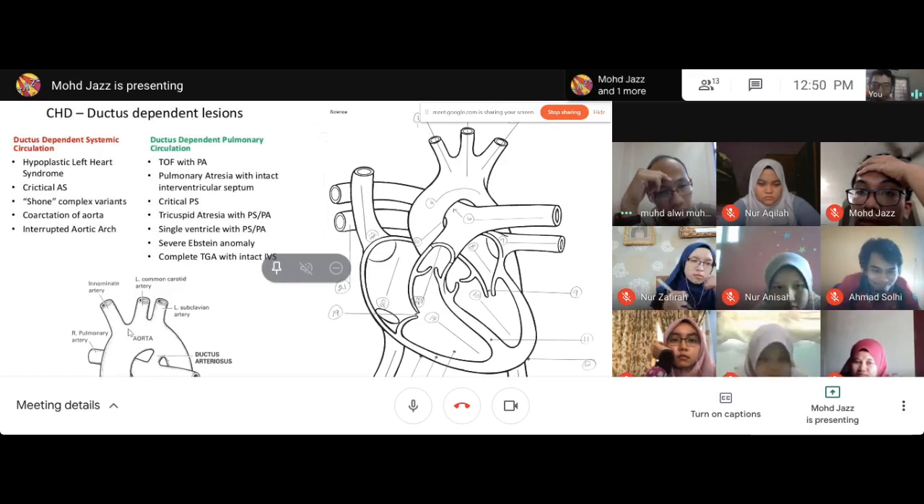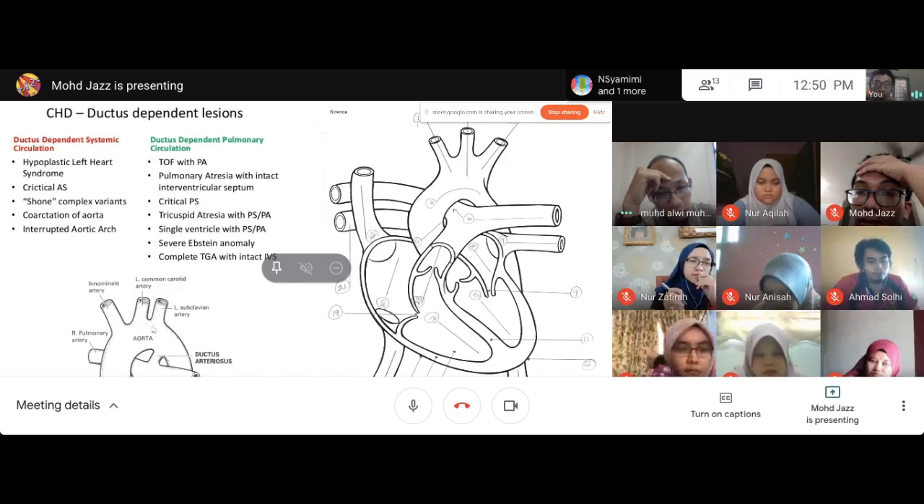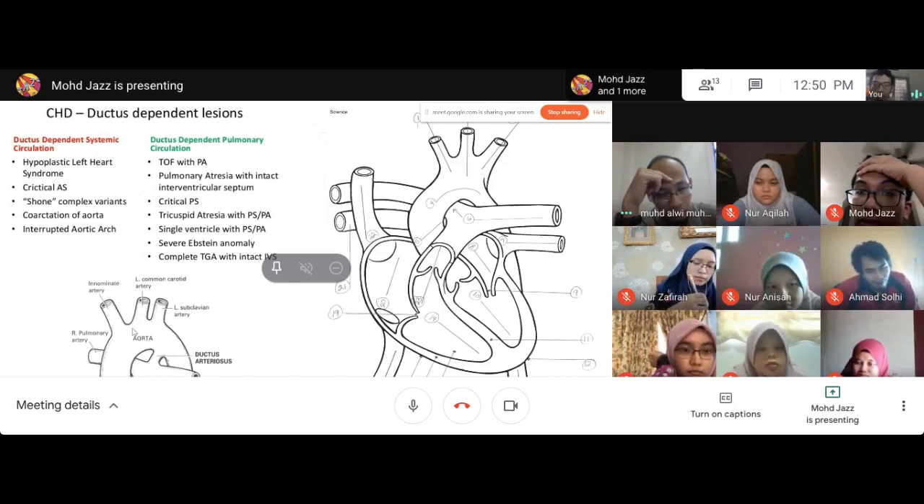We have the brachiocephalic, the left common carotid, and also the left subclavian artery. Type A, which is the commonest type, there will be interruption of the arch at the level distal to the origin of the left subclavian artery to the point before the ductus arteriosus. Okay, so that's the commonest type.